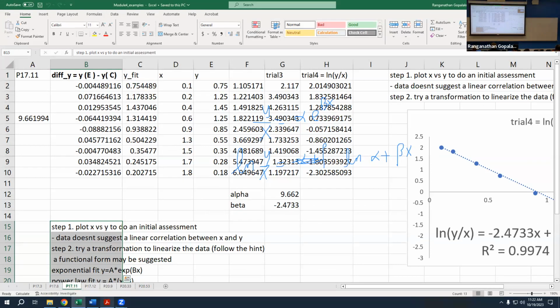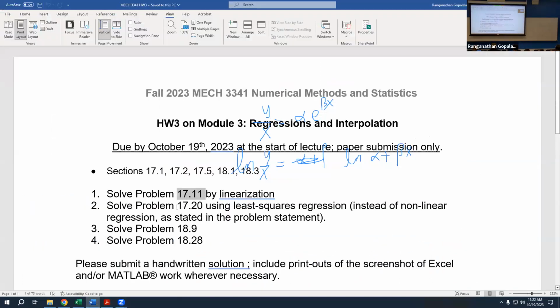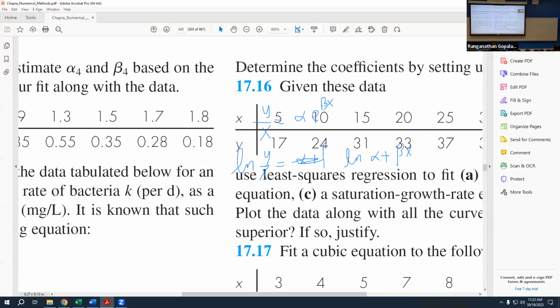But we also did, if you see the next problem in the homework, problem 17.20. Now it says using least squares regression, which you can do by linearization, or you can also do it the hard way, which is to actually apply Newton-Raphson and solve for alpha and beta. I'm giving you a third option. You can just go to MATLAB, solve problem 17.20. Oh, sorry, hold on. This is not that problem. 17.20 is this.